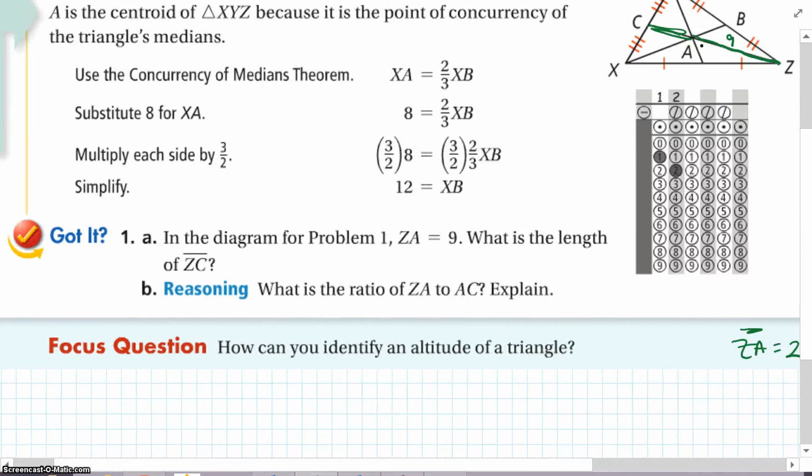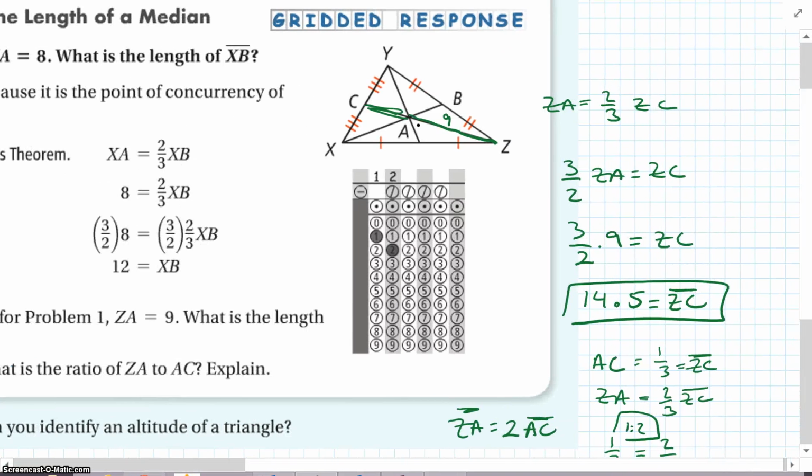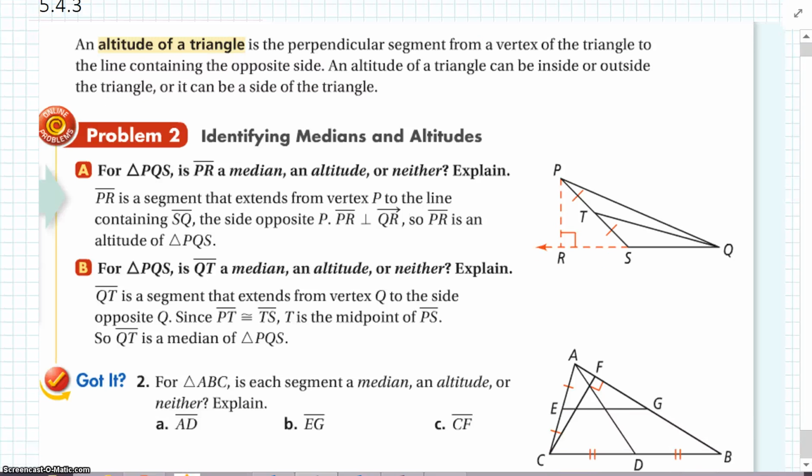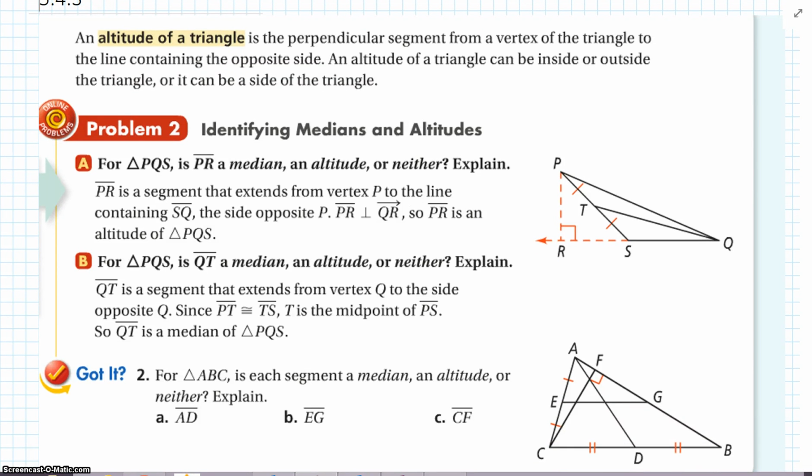How can you identify the altitude of a triangle? We'll talk about altitude on the next slide. The altitude of a triangle is a perpendicular segment from a vertex of a triangle to the line containing the opposite side. It can be inside, outside, on the triangle, or it could be a side of the triangle.